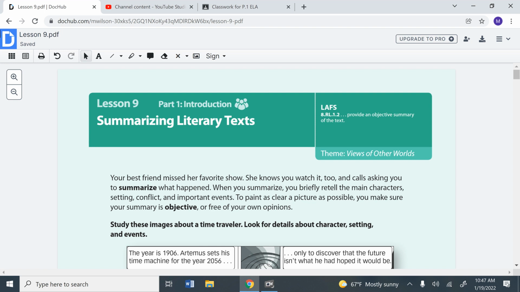Now, let's go ahead and review what you would need to include in a story summary. First, you would need the setting, the main characters, the conflict, and then important plot details. Listen as I read two plot summaries and try to figure out which one is the better of the two.